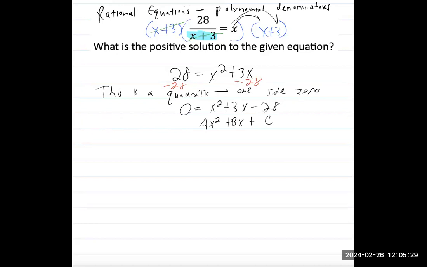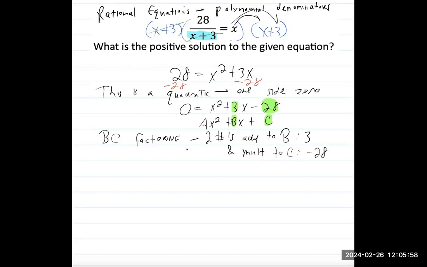plus c. And we see a b term and we see a c term. So therefore, we know this is BC factoring. And in BC factoring, you need two numbers that are going to add to the b, which is for us 3, and they need to multiply to the c, which for us is negative 28.